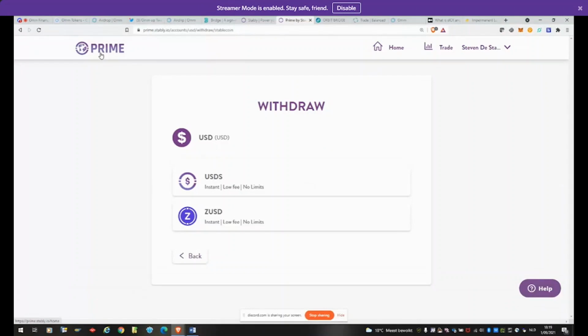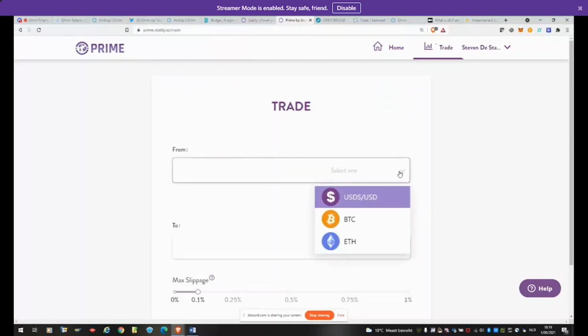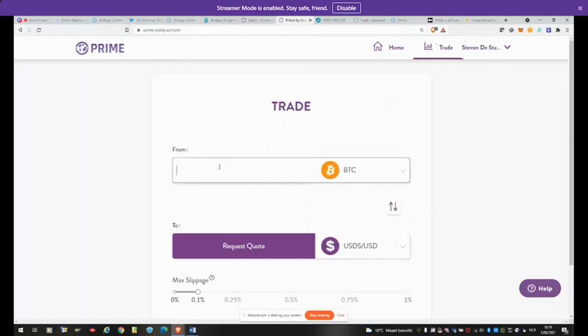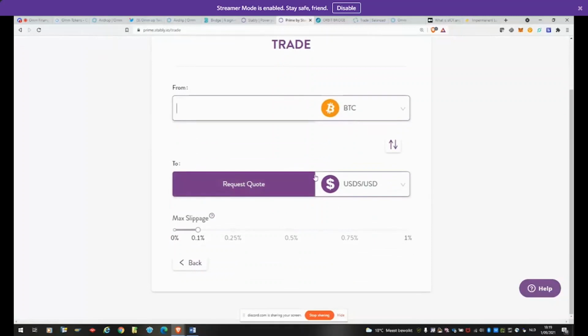Also, some people have tried swapping other assets, because you can swap BTC and Ethereum to USDS on the Stably website by the trade function. Then you select BTC. You enter the amount. You can only enter the amount after you have deposited it, and then you have to request a quote. So you can't see immediately what it will be, but you will be receiving a quote. So for people who want to try this, this is how the Stably one works.